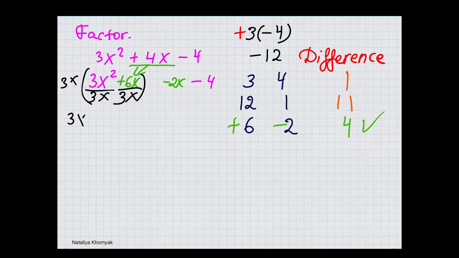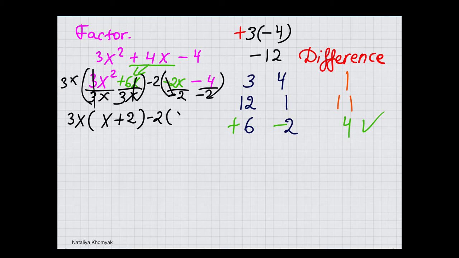So we have 3x. This cancels. x plus 3 goes into 6 2 times. This cancels. We need to change the signs, so we will be dividing by a negative. 2 will go into 2 and 4. So we get negative 2 times negative divided by negative, positive x. Negative divided by negative, plus 2.